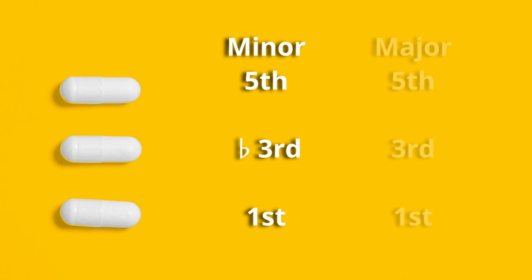Another way to approach this is if you know a major chord, which is constructed with the 1st, 3rd, and 5th note, you simply drop the 3rd note by half a step or a semitone and use the same 1st and 5th. If you want to learn how to play all the major chords, then take a look at our major chord video.